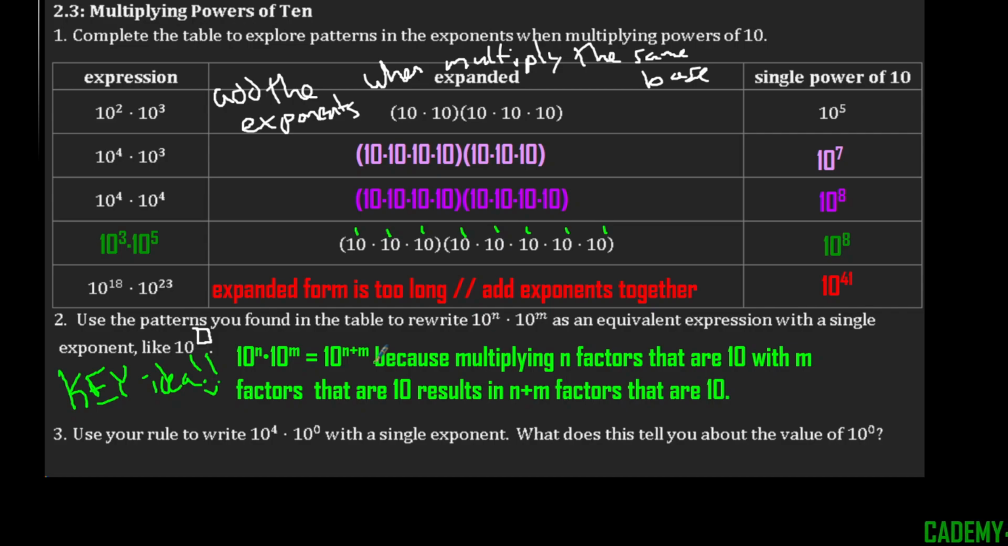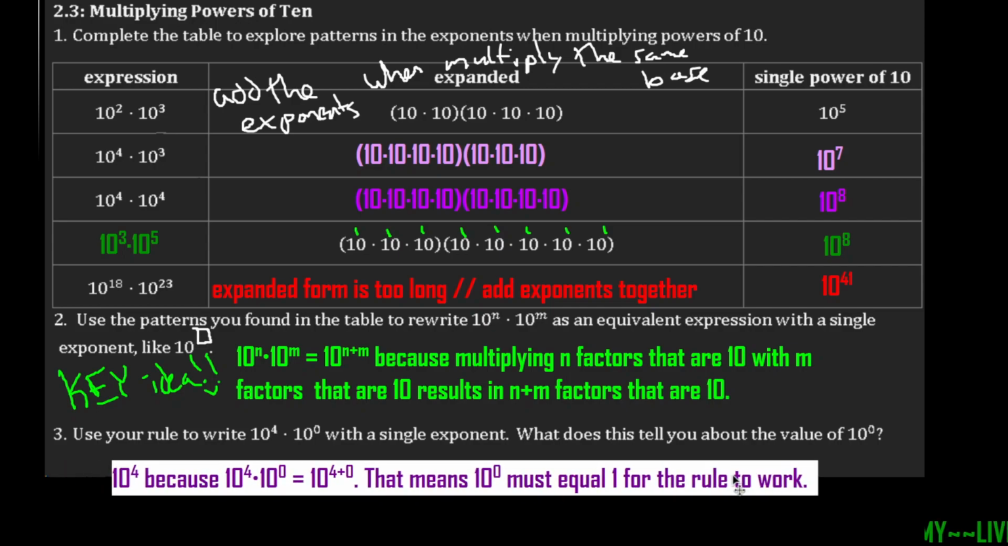And it says use our rule to write 10 to the 4th power times 10 to the 0 power with a single exponent. What does it tell you about the value of 10 to the 0 power? Well, it's going to be just 10 to the 4th power, because 10 to the 4th power times 10 to the 0 power is the same as 10 to the 4th plus 0 in the exponent, which means 10 to the 0 power must be equal to 1. So again, any non-zero number to the 0 power is just going to be equal to 1.